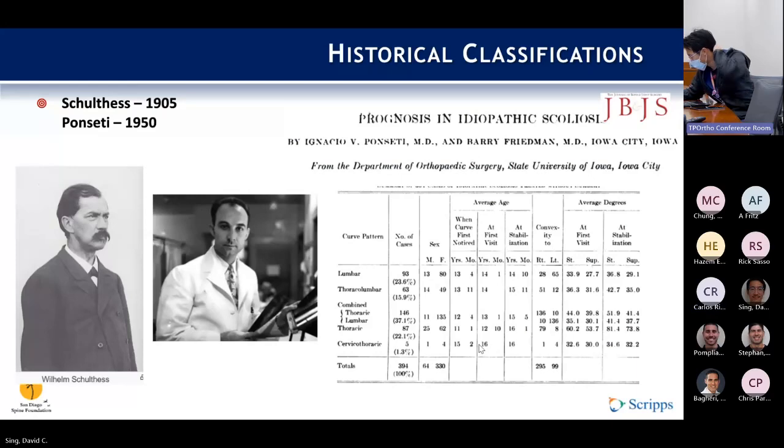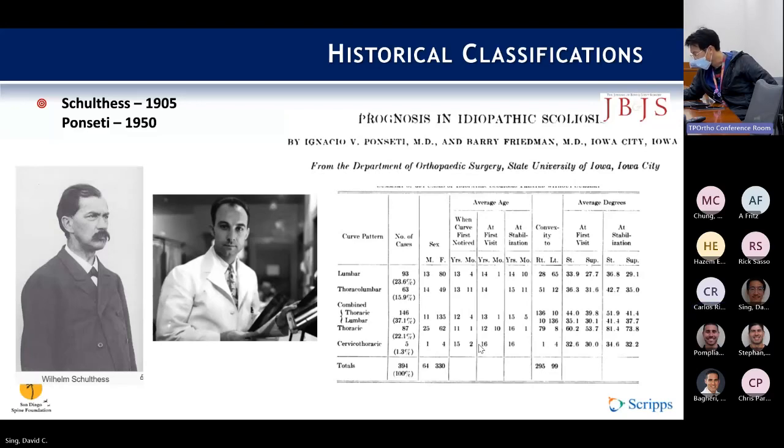So for some historical context, the Schultes classification was first described in 1905. He's a guy out of Switzerland. Basically all he did was look at the anatomy of these curves that presented to his clinic and categorize them by anatomy: either lumbar, thoracolumbar, combined thoracolumbar, thoracic, or cervicothoracic, as well as this double primary combined group.